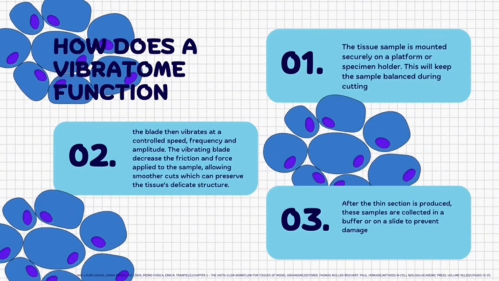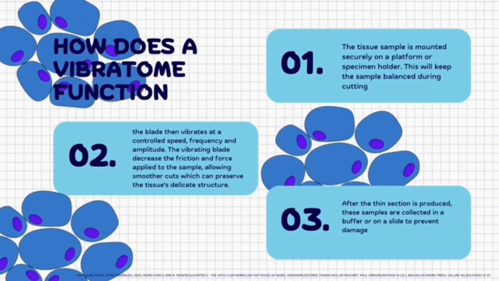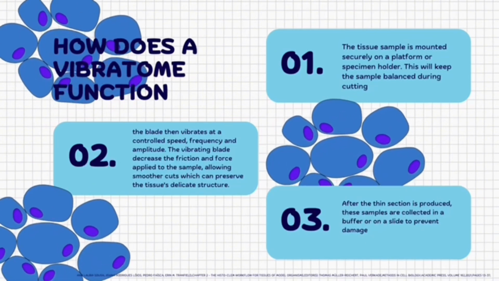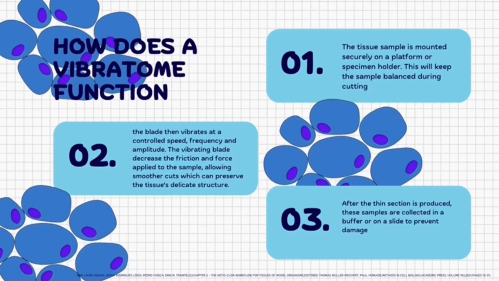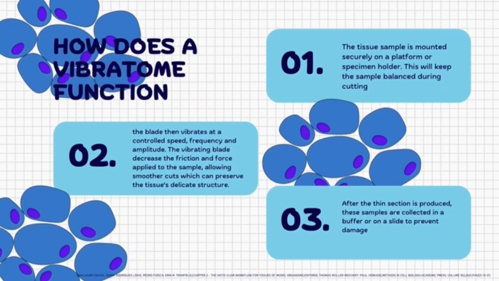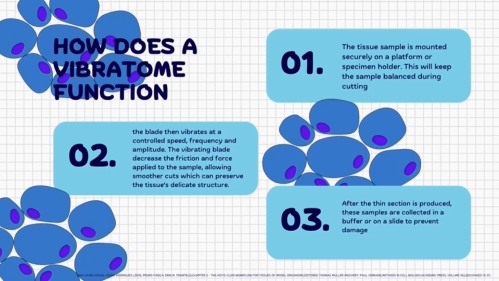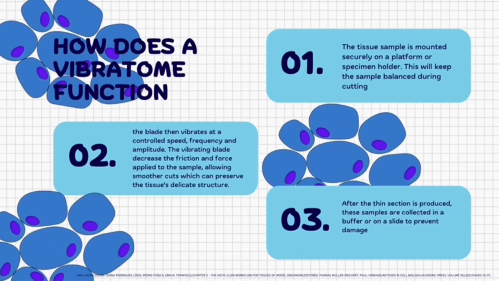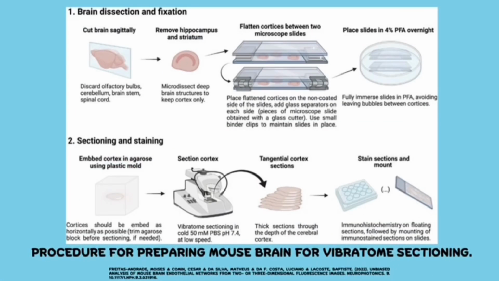How does a vibratome function? Number one, the tissue sample is mounted securely on a platform or specimen holder. This will keep the sample balanced during cutting. Second, the blade then vibrates at a controlled frequency and amplitude. The vibrating blade decreases the friction and force applied to the sample, allowing smoother cuts which can preserve the tissue's delicate structure. Lastly, after the thin section is produced, the samples are collected in a buffer or on a slide to prevent damage. You can see an example of the procedure and preparation of a mouse brain for vibratome sectioning.